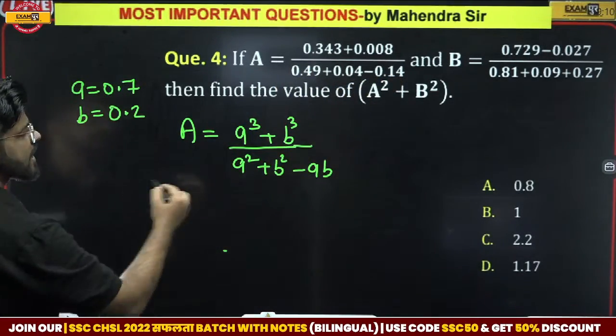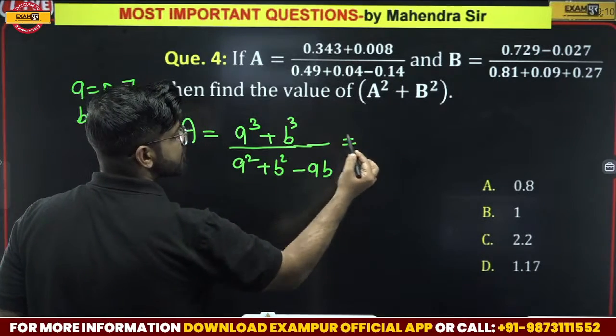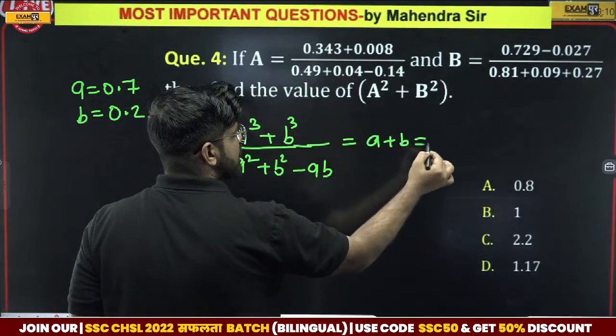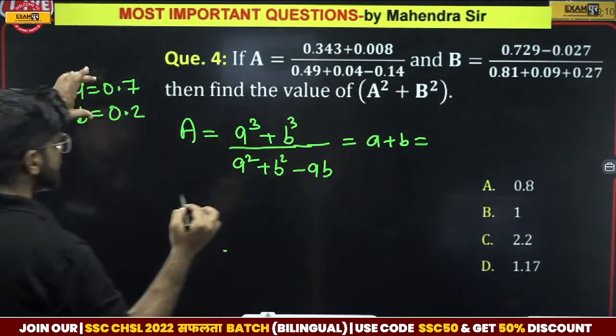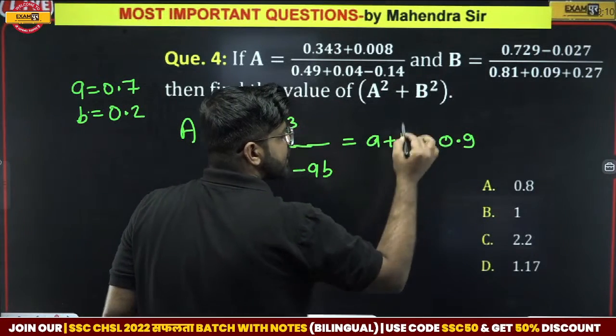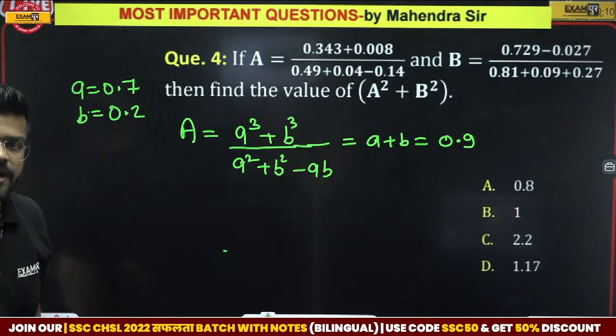Clear? So we have cracked it, and this will give me a plus b. So what is a plus b? It is 0.9. Yes or no? Okay, clear?